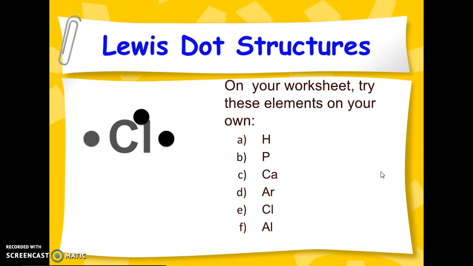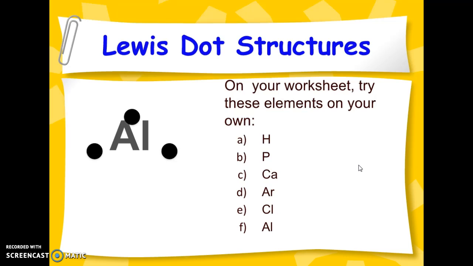Chlorine. So chlorine is unhappy because chlorine just needs 1 more to be a noble gas, to have that full valence shell. And we have aluminum. Aluminum is just going to have those 3 valence electrons.